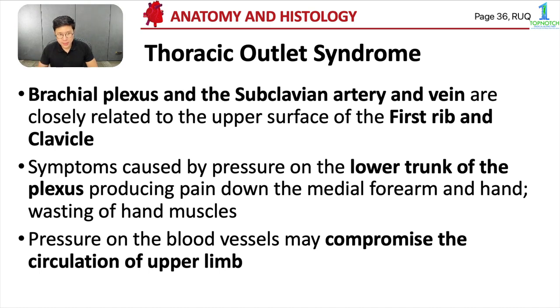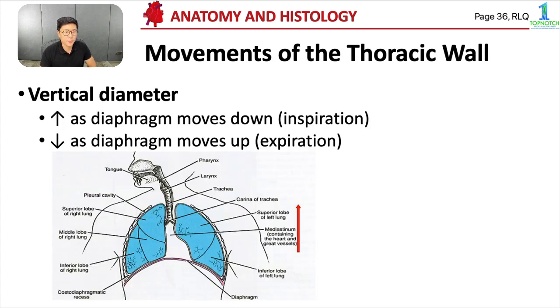So when the brachial plexus and the subclavian artery and vein are impinged between the first rib and clavicle, you have thoracic outlet syndrome. So the symptoms caused by pressure on the lower trunk of the plexus produce pain down the medial forearm and hand, causing wasting of the hand muscles, and the pressure on the blood vessels can compromise the circulation of the upper limb.